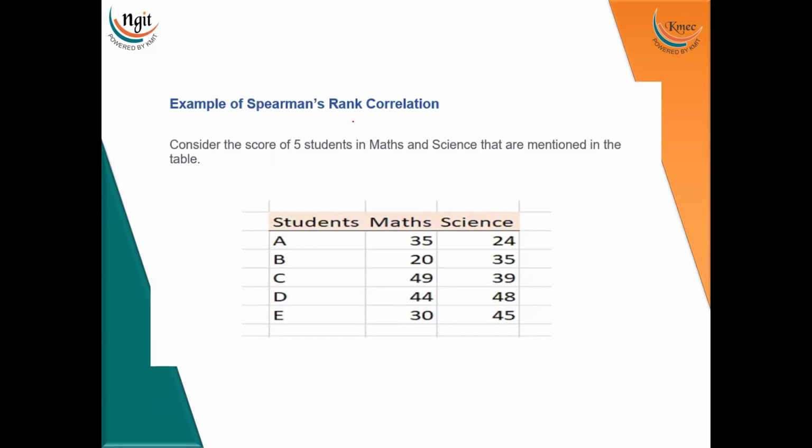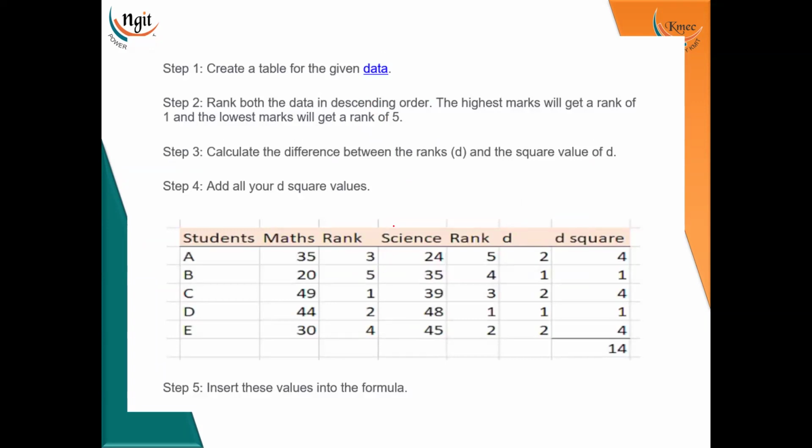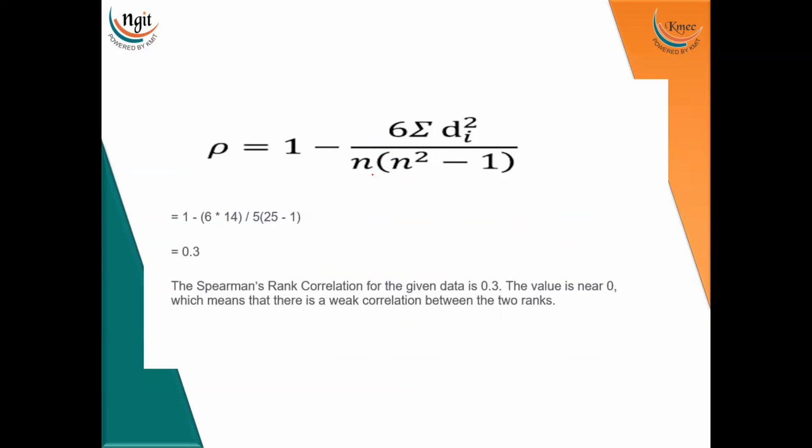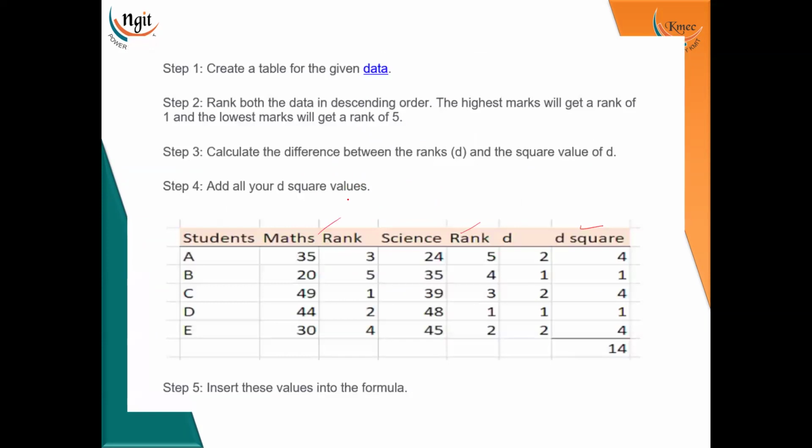Then one more example of this Spearman rank correlation. Here the scores of 5 students in maths and science are given in this table. You know that we have to rank all these values, rank of maths, rank of science, and find out the difference between the ranks and the square of those differences, and substitute all these values in the given formula, and we got the answer as 0.3. As the value is near to 0, we can say that there is a weak correlation between the two ranks. This is how we find the Spearman's rank correlation coefficient.